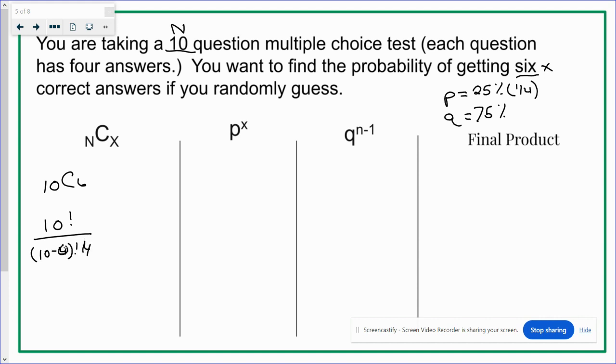Oh, wait, that should be a 6. Sorry, not a 4. And this should be a 6, not a 4. Okay, sorry for the messy handwriting. All right, 10 minus 6 would be 4 factorial. We're going to cancel that out. And we're not going to do anything past 4. And then we still have, though, another 6 factorial.